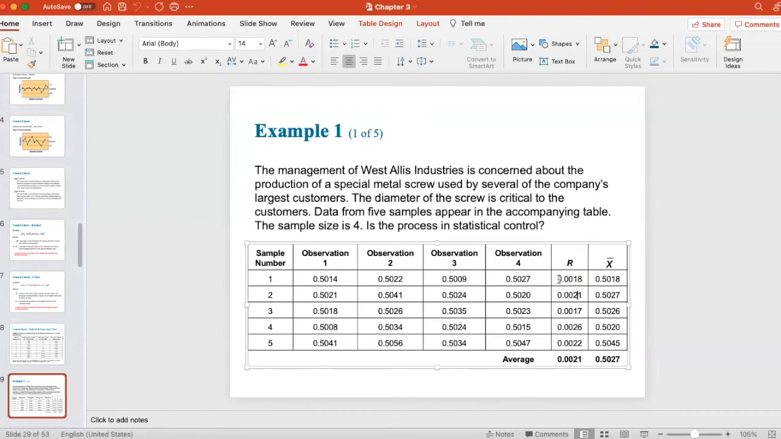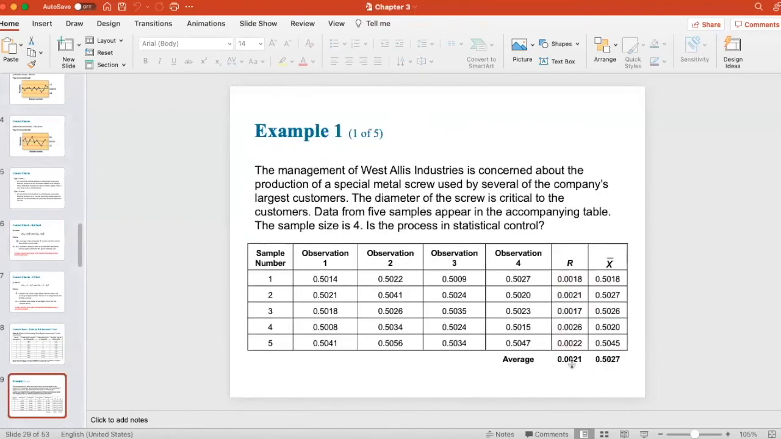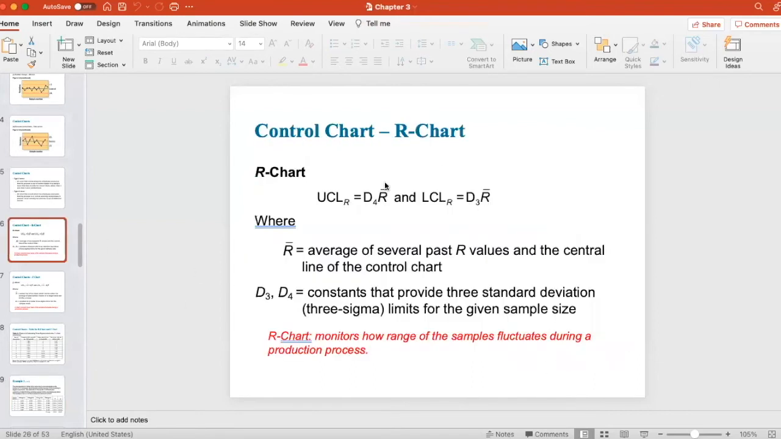What you need to do is add all of them up, all these 5 elements, and divide by 5, because you have 5 sample ranges. For every sample, you get a range. So you add them all up, divide by 5, and you get R bar, which is 0.0021. This whole process is very standard. Now you already have R bar, 0.0021. That's the numerical value that you need to plug into this equation.